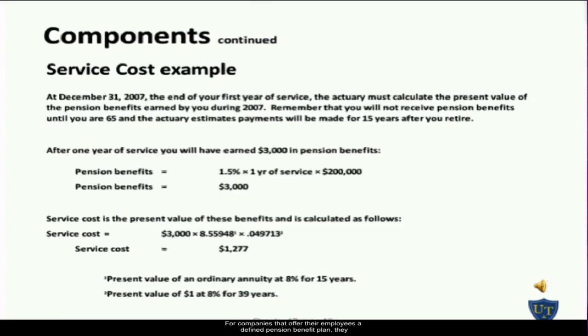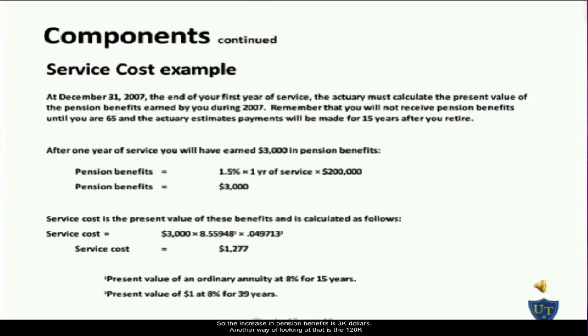For companies that offer their employees a defined benefit pension plan, they will have an actuary estimate the present value of the benefits earned during the year. So in this example, at the end of 2007, the employee's first year of service, the actuary estimates that that year of service has earned the employee an additional $3,000 in pension benefits. That $3,000 is based on the expected salary of $200,000 in the year of retirement. This current year added 1 year of service, and each year of service is worth 1.5%. So the increase in pension benefits is $3,000.